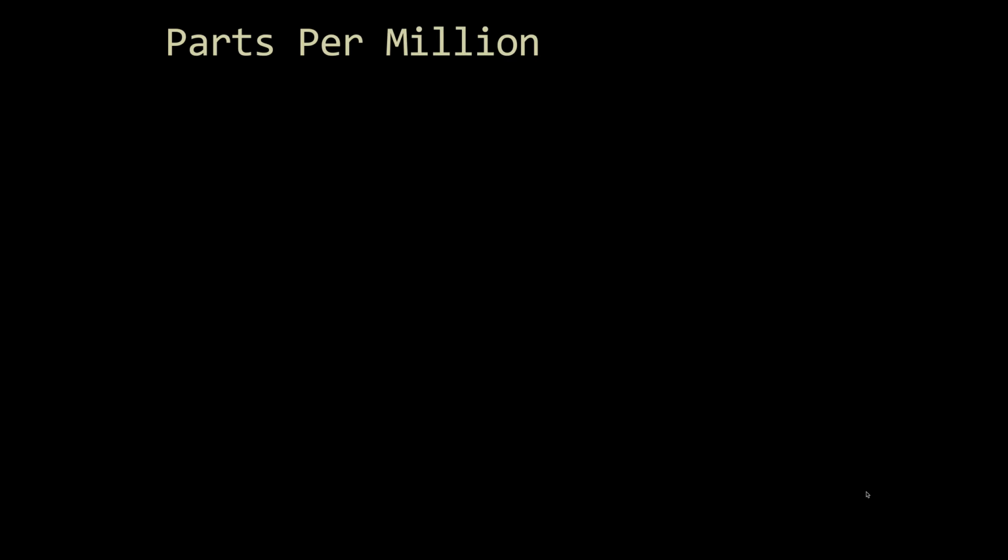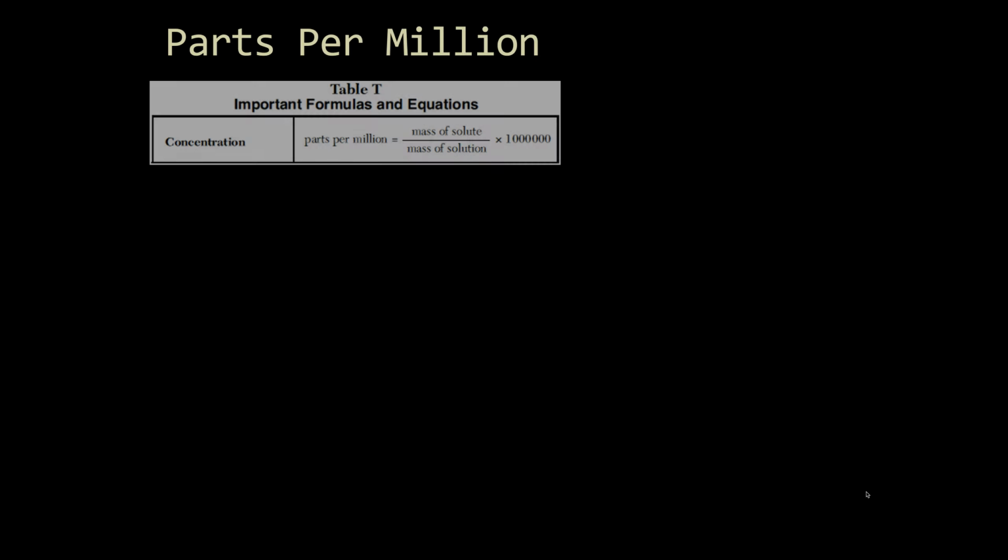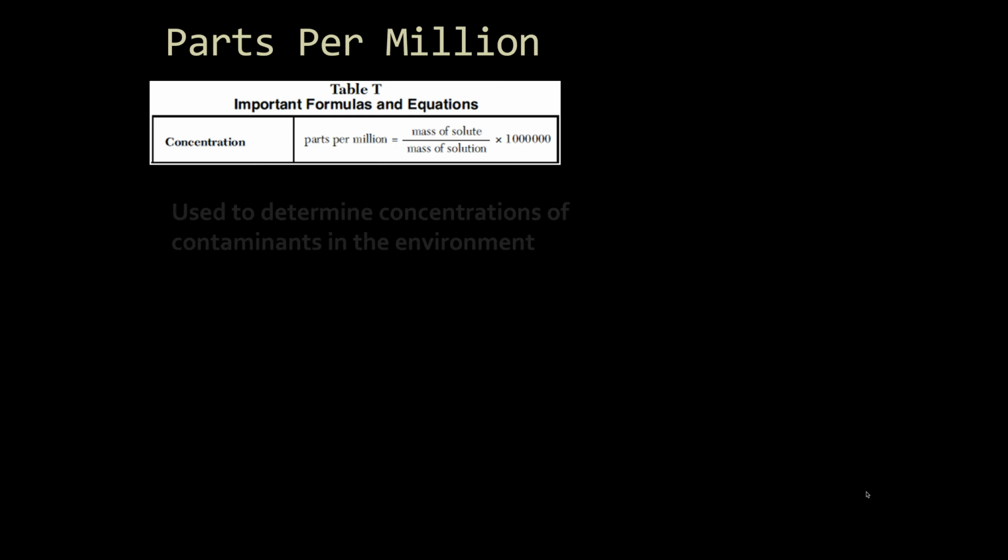Okay, the remainder of this will be on the Regents exam. Parts per million. This is also on reference table T. Parts per million is the mass of solute divided by the mass of solution times a million. You know how percent is part over whole times 100? Well, parts per million is exactly the same thing. It's part over whole, but instead of multiplying by 100, you multiply by a million.